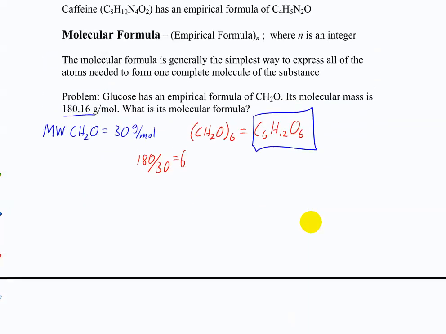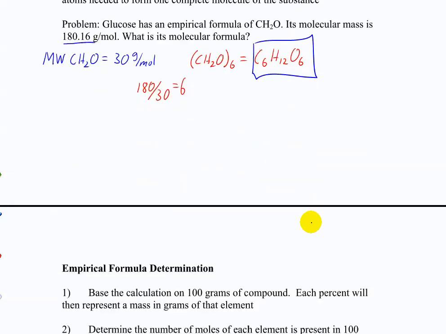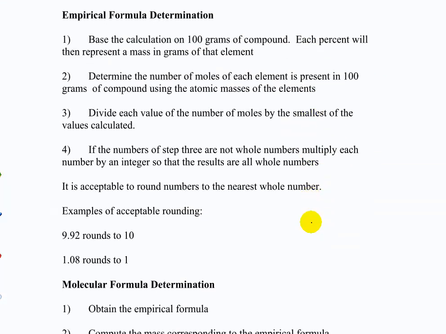So now let's take the next step back. We know how to do the molecular formula from the empirical formula. So now let's look at how to get the empirical formula from the mass percent. And here's a stepwise set of instructions from your book. We're going to go through some examples so you get a feel for what this means.